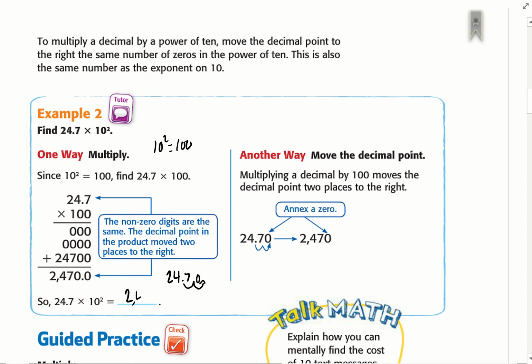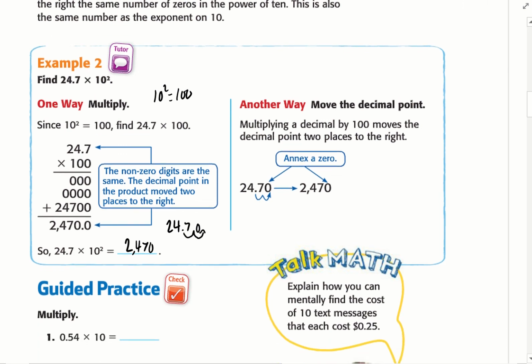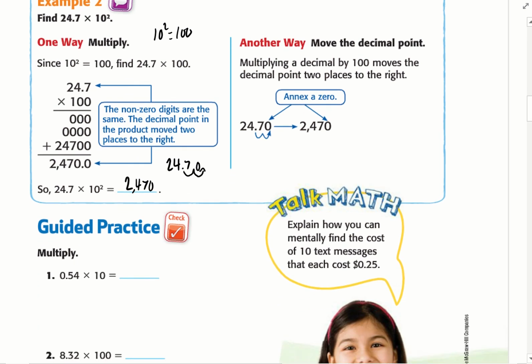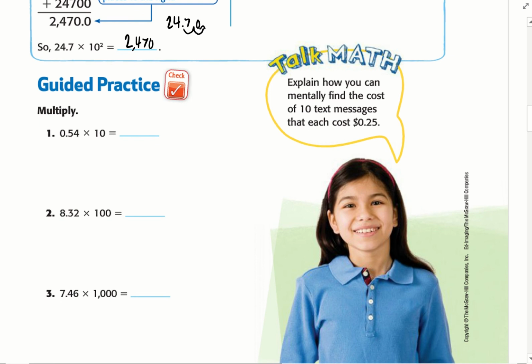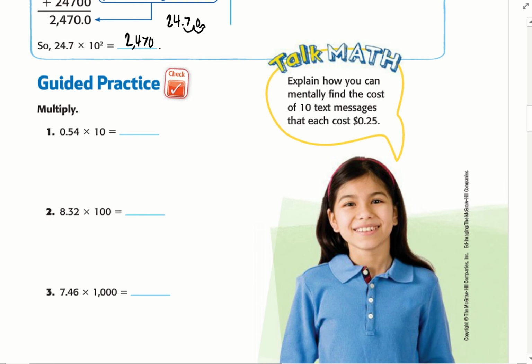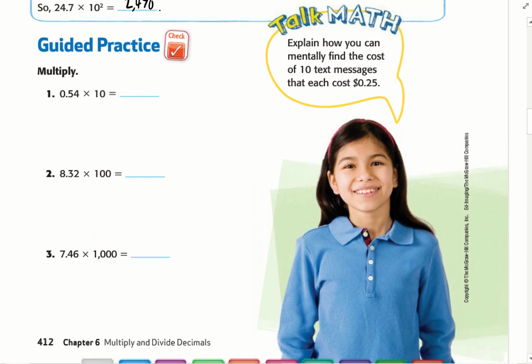So we're at 2,470. So the number of zeros is how many times you're going to be moving that decimal place to the right for this lesson. So go ahead and try the guided practice.